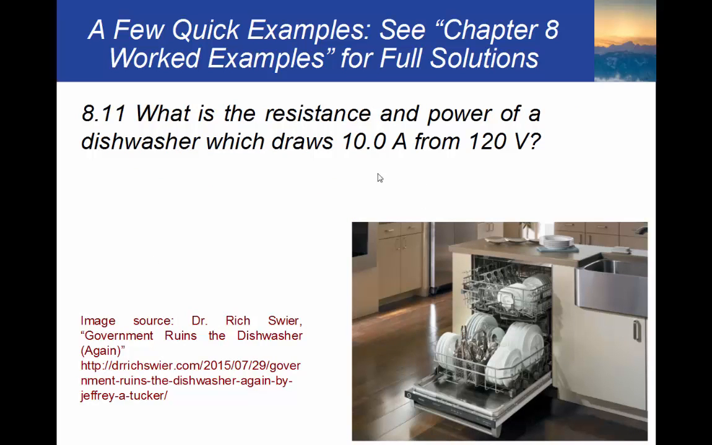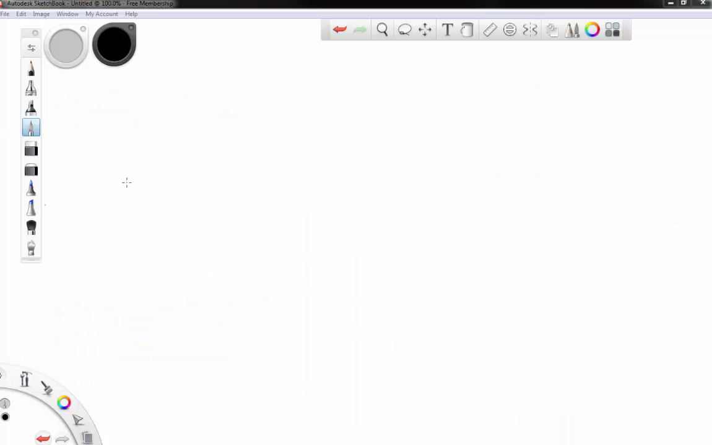So the next question: what's the resistance and power of a dishwasher which draws 10 amps from 120 volts? Oh, this one's really hard because we have to use more than one equation. Our first equation is V equals IR. That's Ohm's law. We're solving that for R.